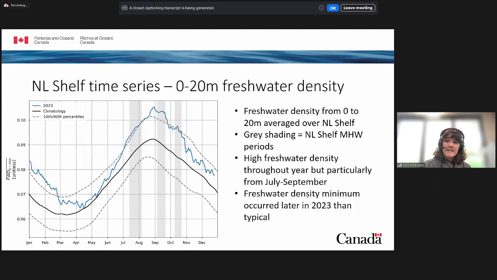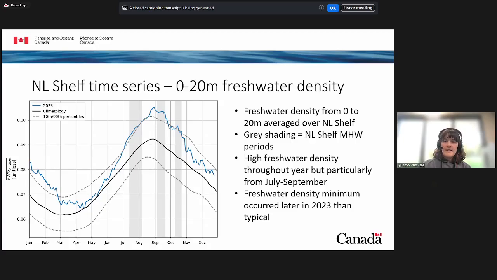And so lastly, the unusually fresh conditions observed in the 0 to 20 meter layer at the Seal Island and Flemish Cap transects are also apparent in the 0 to 20 meter freshwater density averaged over the entire Newfoundland and Labrador shelf. And the freshwater density is high throughout most of the year, but particularly from July through September and throughout the marine heat wave periods.